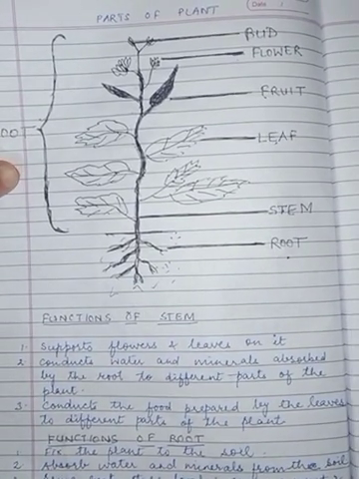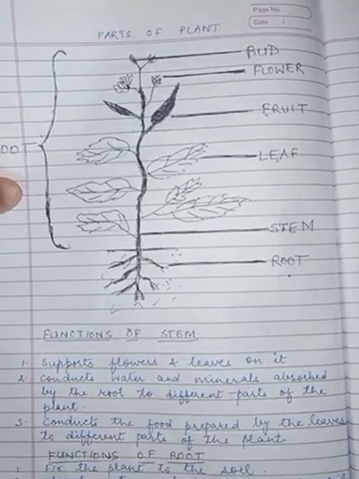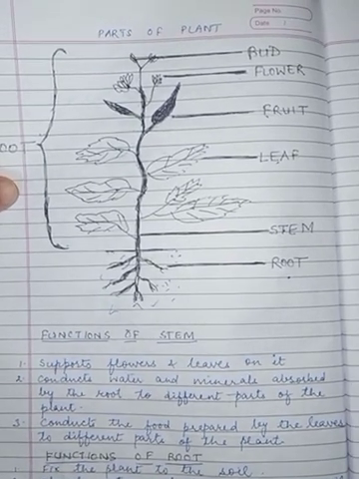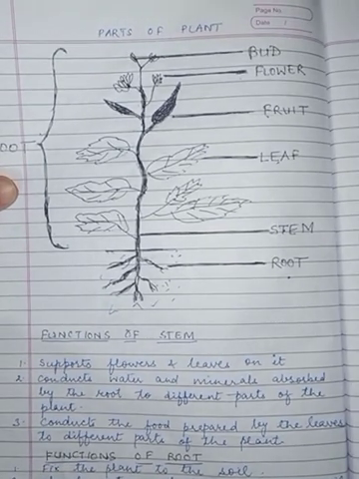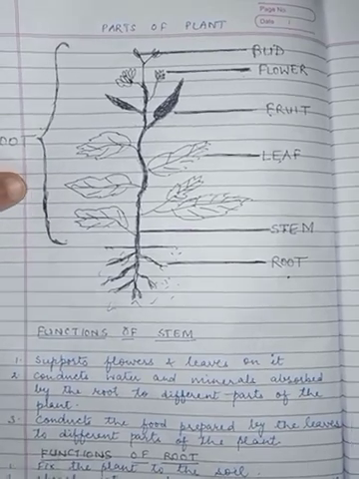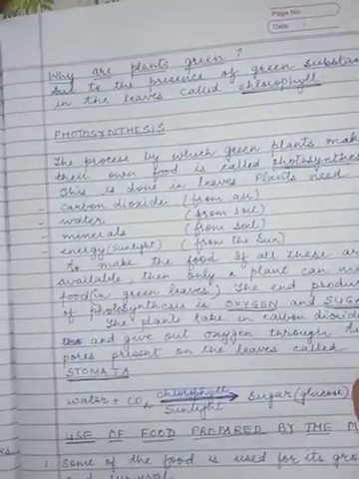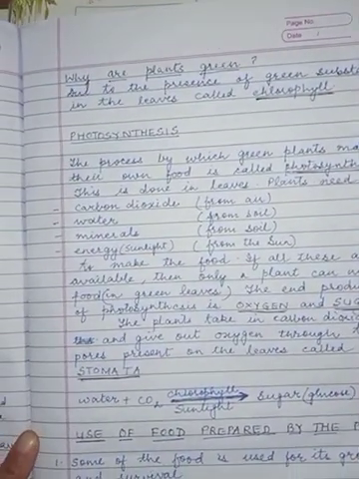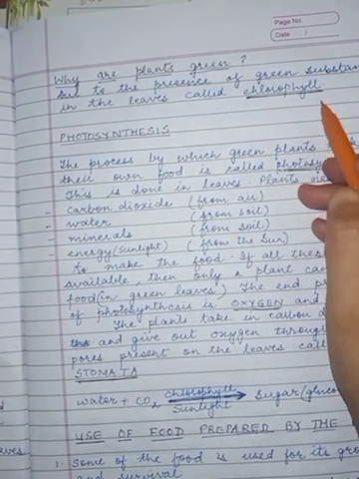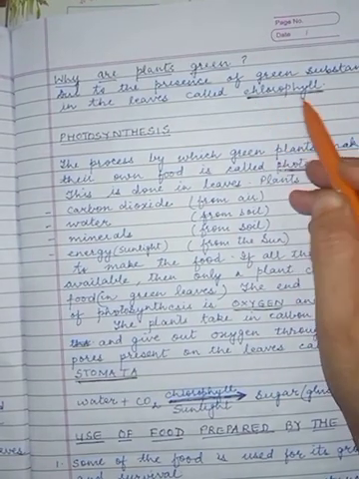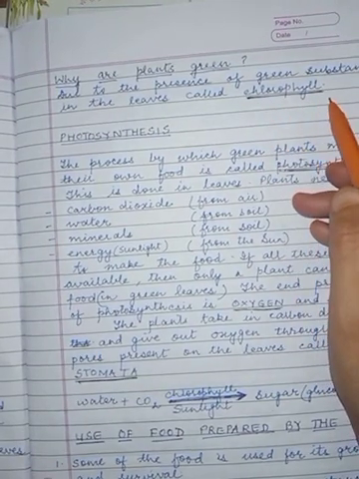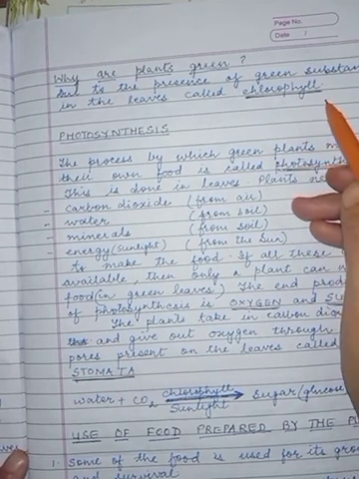So why are the plants green? Can you tell me? Plants are green due to the presence of chlorophyll. Now, you have to learn the spellings properly. Otherwise, if the spellings are written wrongly in the exam, you will not be allotted any mark.